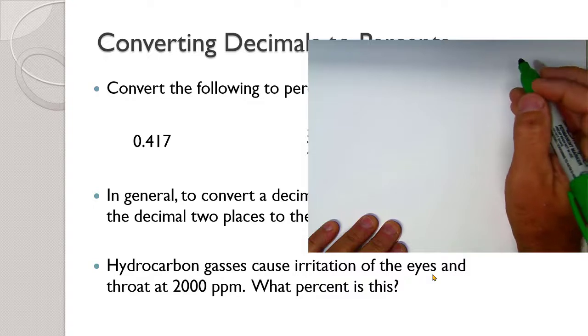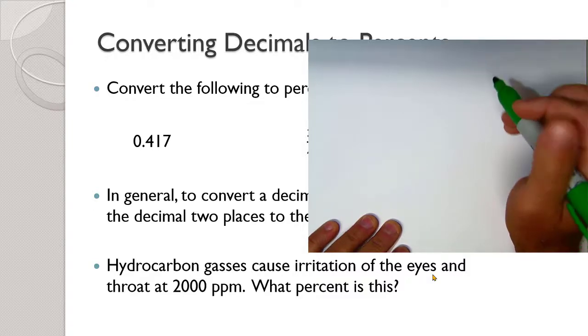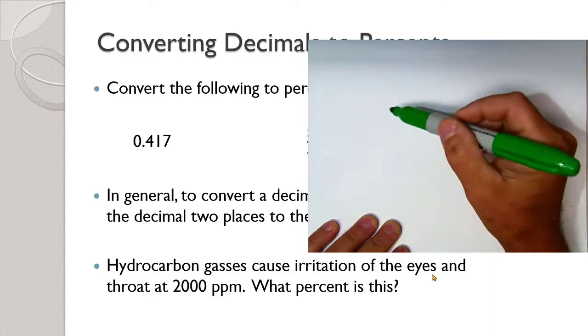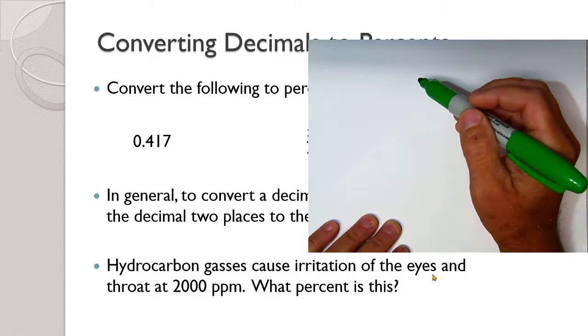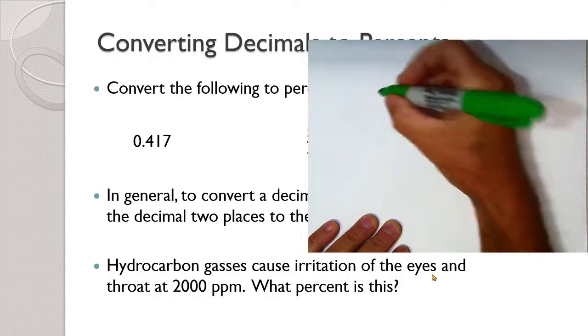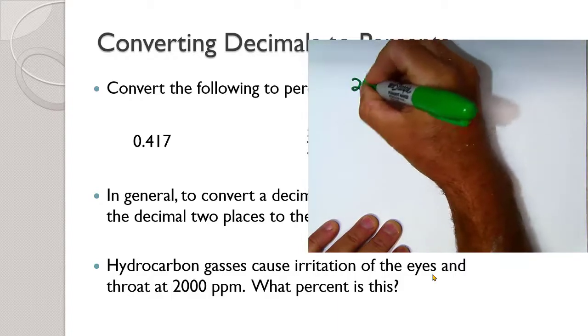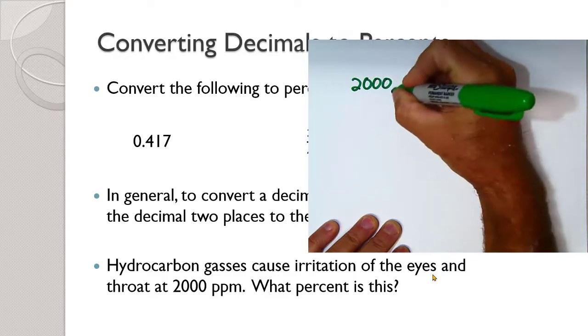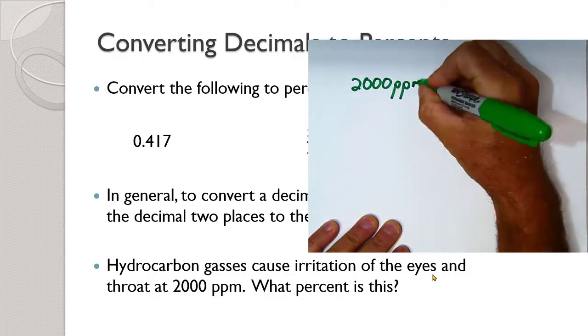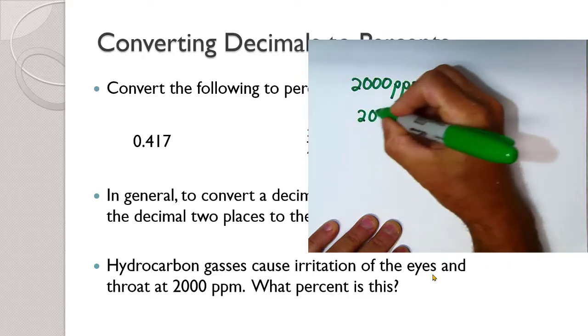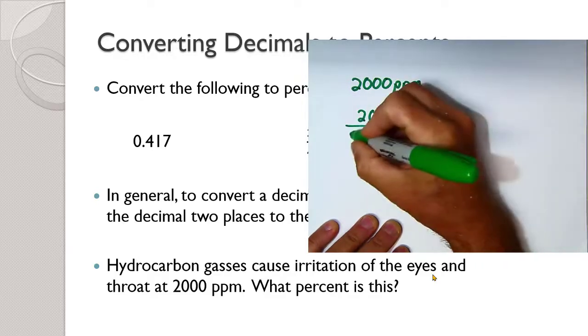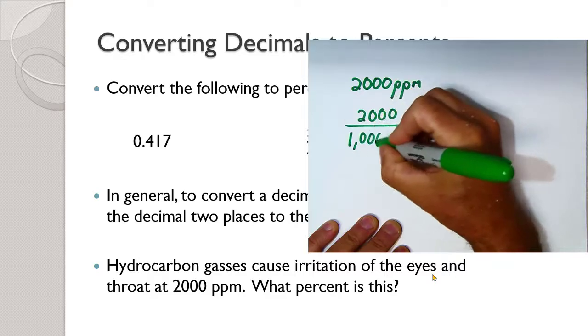So look at this situation. Hydrocarbon gases can cause irritation of your eyes. That's basically unburned fuel, which is why you need to have good ventilation when you're running an internal combustion engine. Otherwise you can feel it. Your body doesn't respond well to hydrocarbons. So if we take 2,000 parts per million and want to figure out what percent that is, 2,000 ppm or parts per million is literally the fraction 2,000 out of every million molecules.